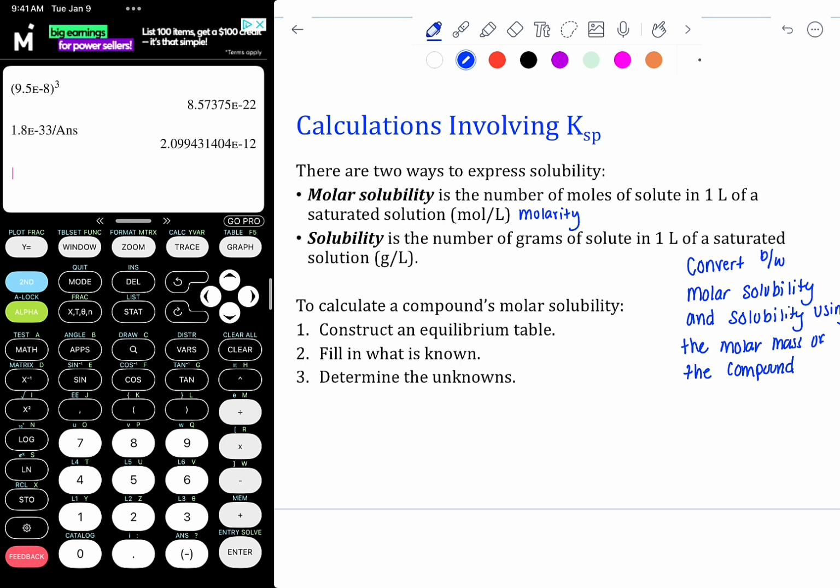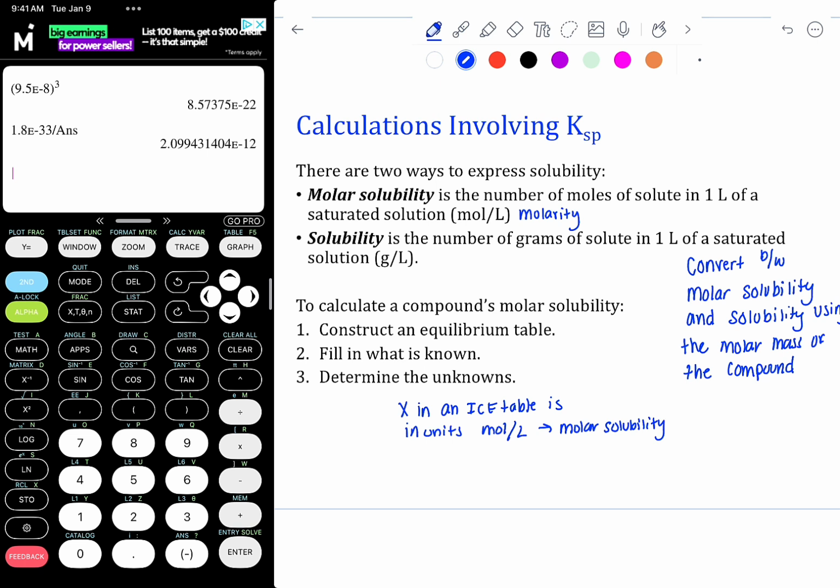So we have to remember that the X we get out of an ICE table is in units of moles per liter, which is molar solubility. If the problem asked for just the solubility, we would then have to use the molar mass to convert, to go from moles to grams.